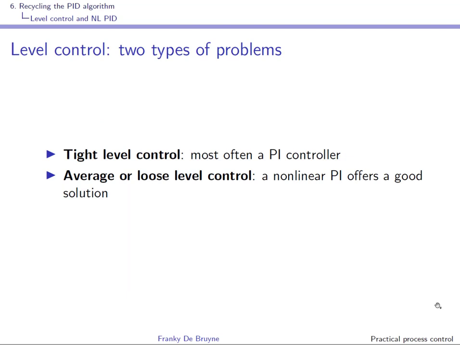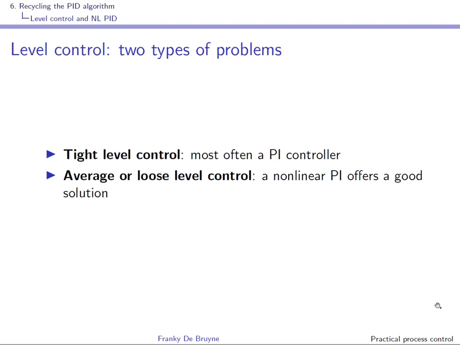In the sequel, we'll consider two types of problems. The first one is tight level control, and in that case a PI controller is often used. Remember that the integral action should not be too aggressive. Remember this construction of the perfect sine by taking two integrators in series and by closing the loop. If you have an integrating system with a PI controller with a lot of integral action, you have constructed the ideal oscillation, right? So you should use a PI controller, but use this integral action with parsimony.